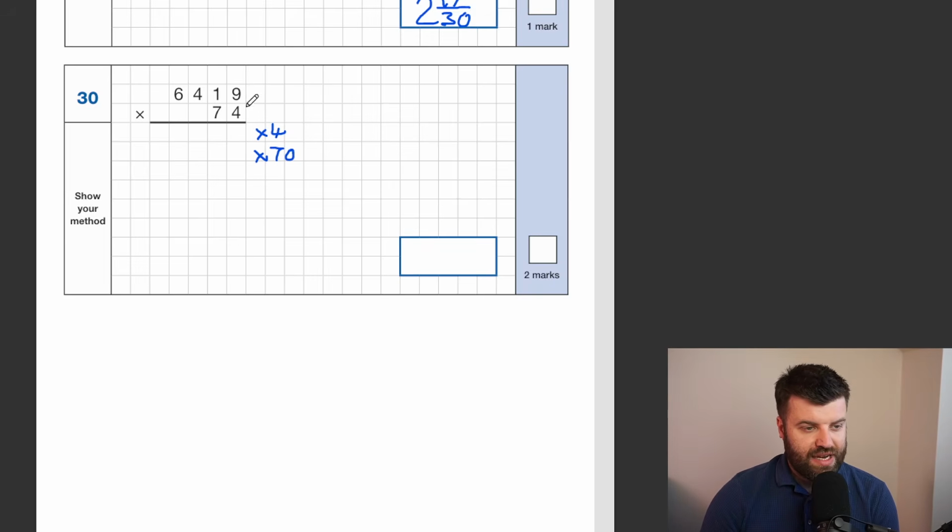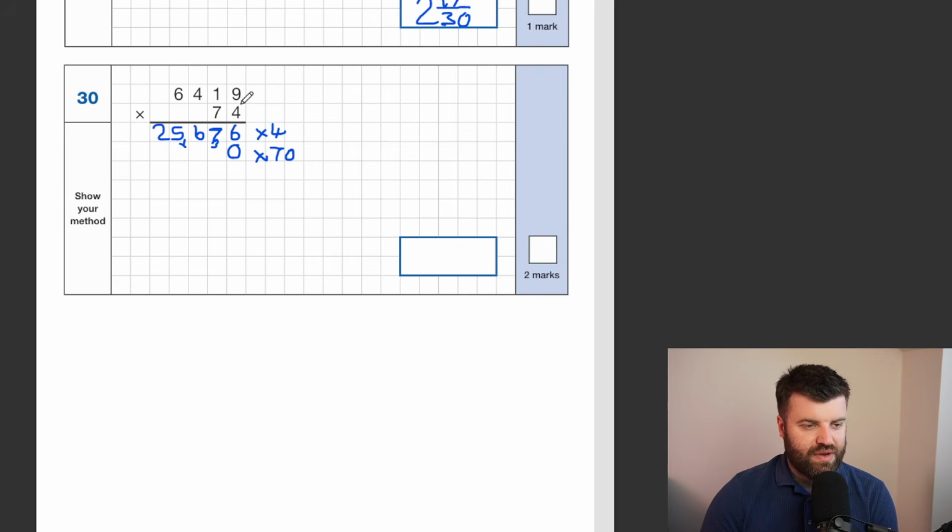4 multiplied by 9 is 36. My little 3 there, just making sure I don't forget it. 4 multiplied by 1 is 4, plus the 3 is 7. So I have 76 there now. 4 times 4 is 16, with the 1 exchanged over. 4 times 6 is 24, plus the 1 is 25. So I have 25,676. Cool. Now I'm going to multiply by 70.